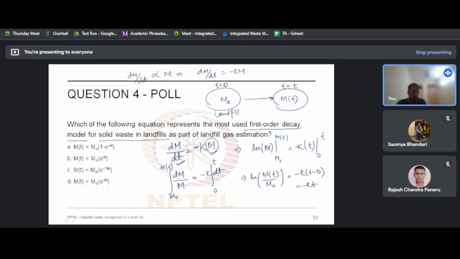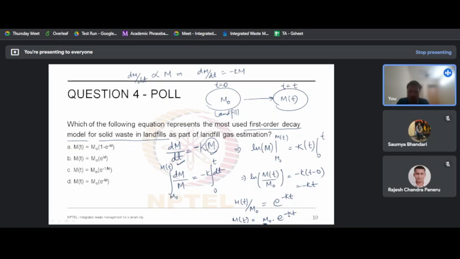So let's take ln on one side, so we can take exponential. That would make it M(t) by M naught equals e power minus kt. So we can get M(t) as M naught into e power minus kt. So this is the amount of mass that will be present in the landfill, M(t), at a time instant of t, given that the initial mass is M naught and the rate of change is k.